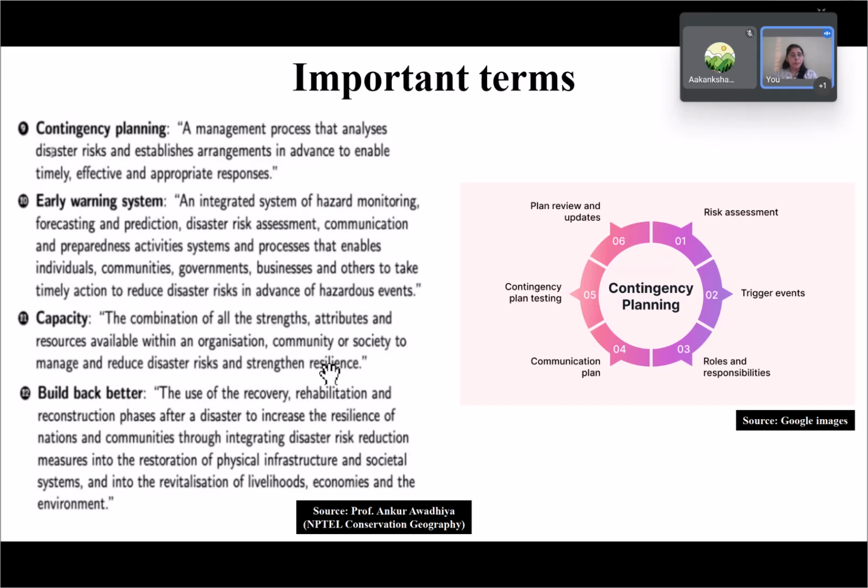Capacity is basically, as I mentioned, the combination of all the strengths, attributes and resources which you can use to reduce the disaster risk. So who will be called as having a greater capacity? The one who has the requisite resources. The ones who don't are the ones who require attention.